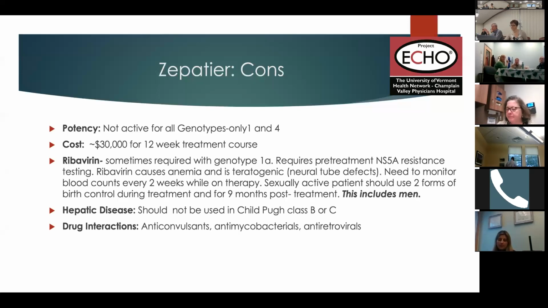And I think if you're having to use ribavirin, you're usually better off using one of our other agents, unless the insurance makes you use this. And that's becoming less and less common now, where they make us use Zepatier, thank goodness. Okay, that's all I wanted to say. Anybody have any questions?